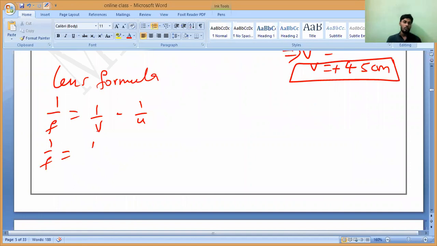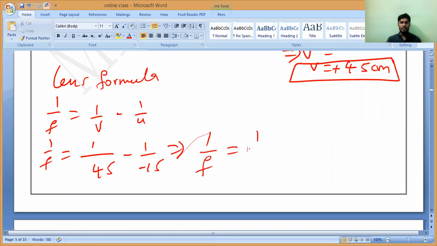So your answer is correct. 1 by v is equal to 1 by 45, and minus into minus is plus 1 by 15. Tell me fast. So 1 by f is equal to 1 by 45 plus 1 by 15. 45 is the LCM, so we take 1 plus 3.